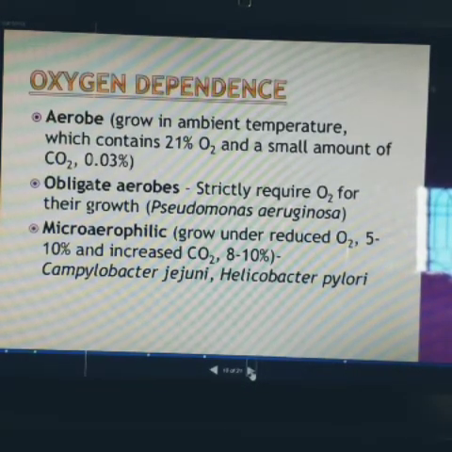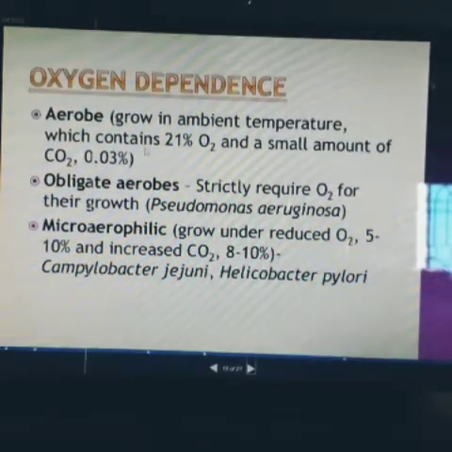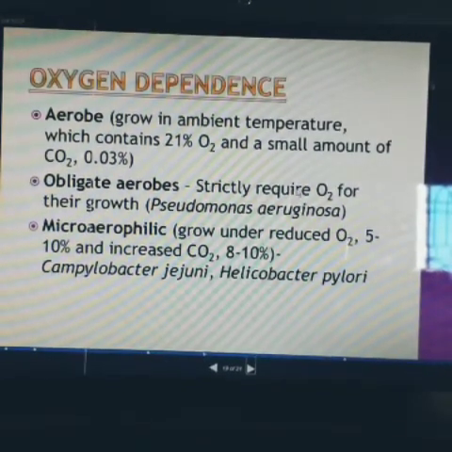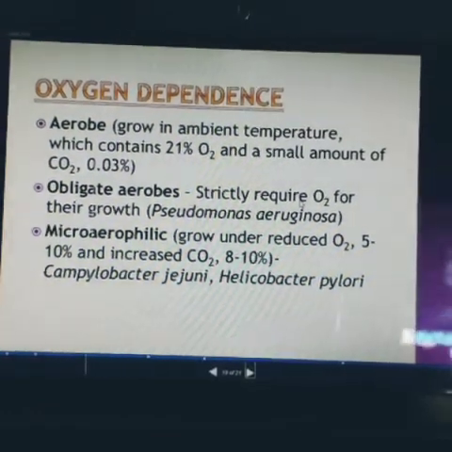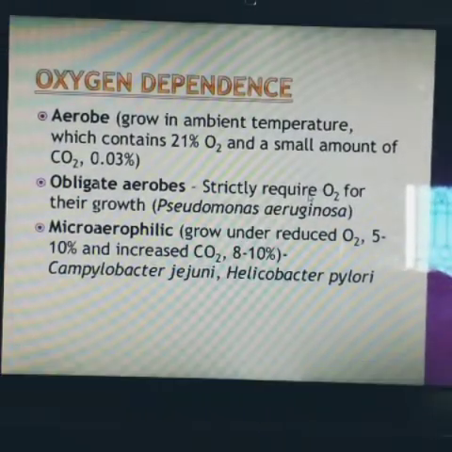And the next one, oxygen dependent bacteria. My dear students, oxygen dependent bacteria are classified into three types: aerobes, obligate aerobes, and microaerophilic bacteria. Aerobes grow in ambient air, which consists of 21% oxygen and a small amount of carbon dioxide, 0.3%. At that percentage the bacteria can live, that means in the natural environment.